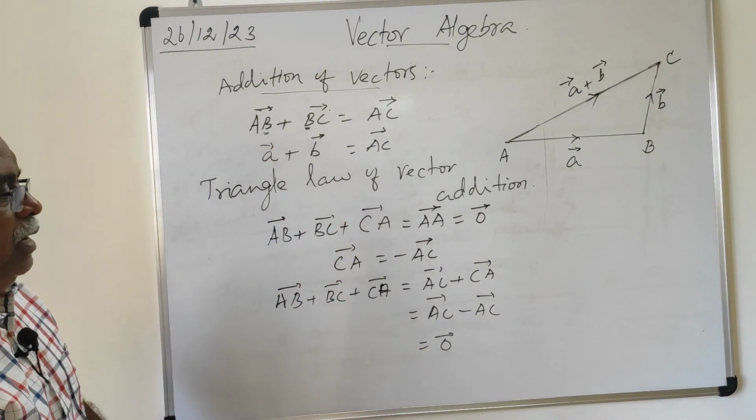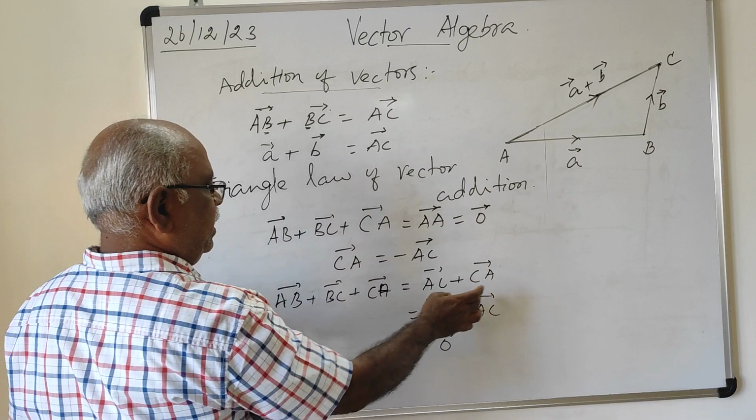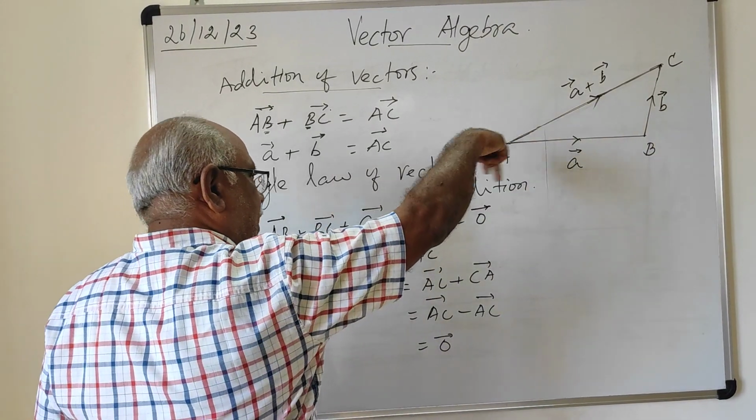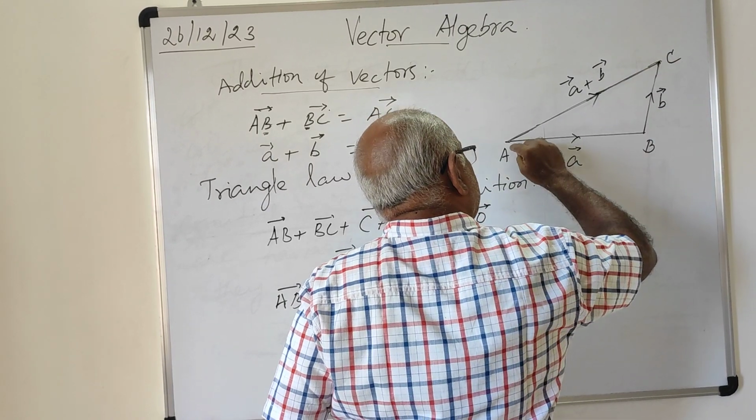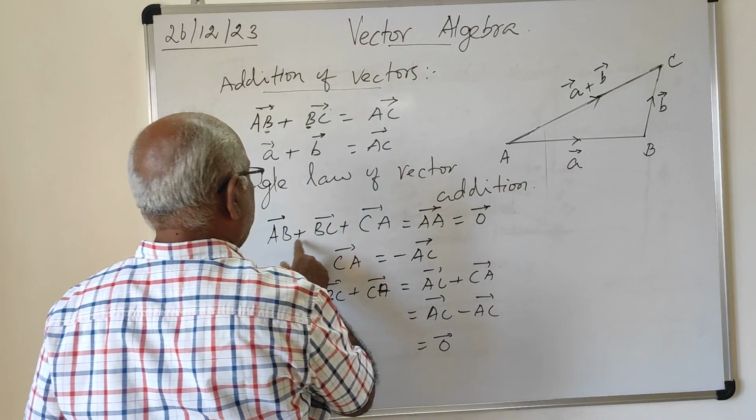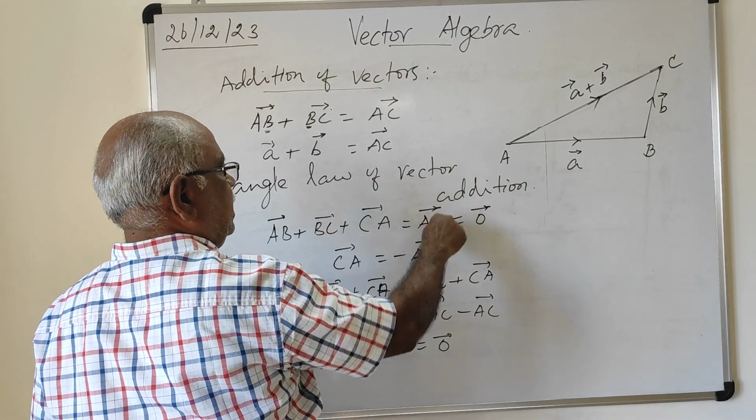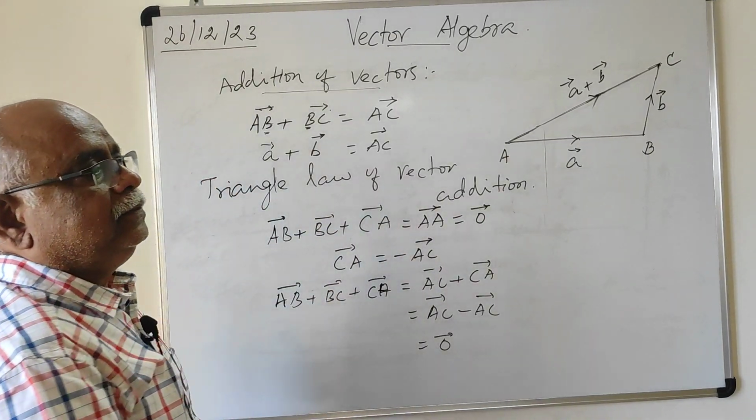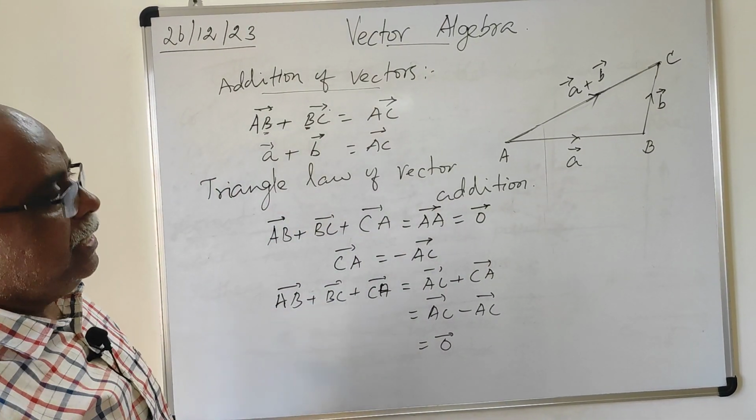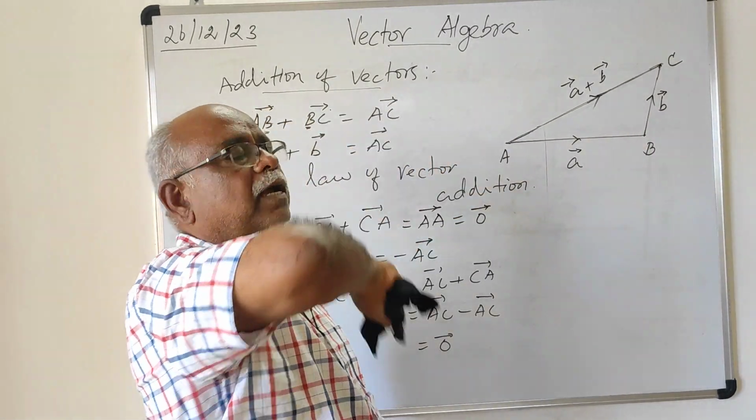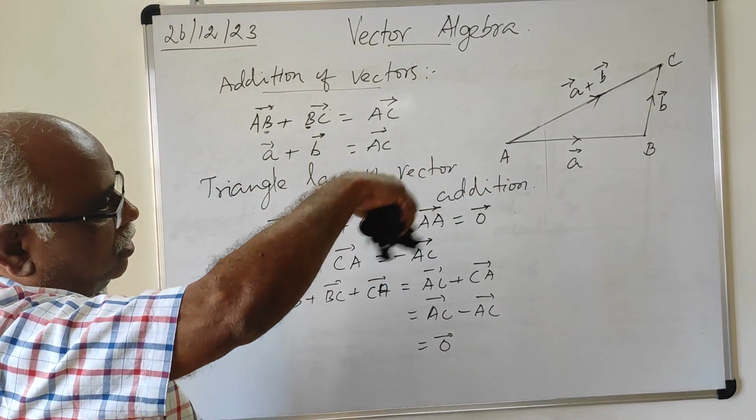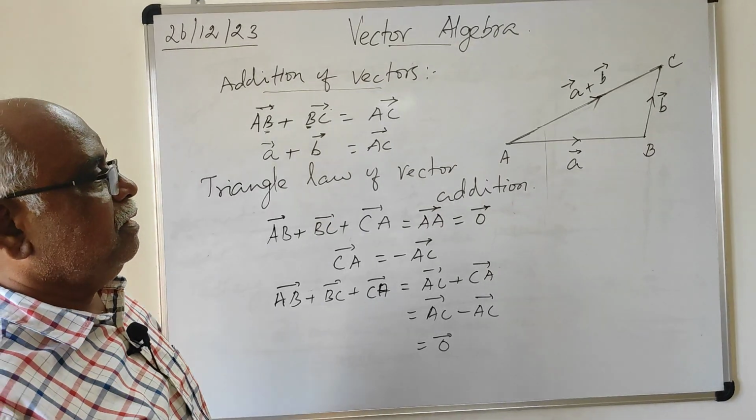So from this definition itself we can derive it, but by the geometrical representation, starting with A and reaching the point A again, AB plus BC plus CA is AA, that is 0. So in a triangle, if you consider the three sides in the counterclockwise sense, the sum is 0.